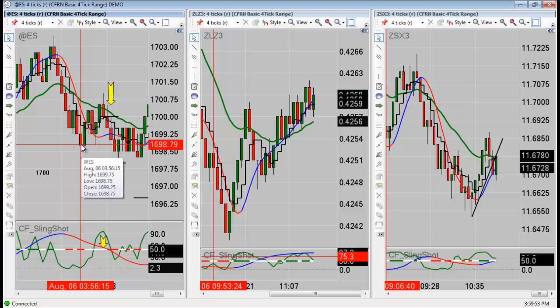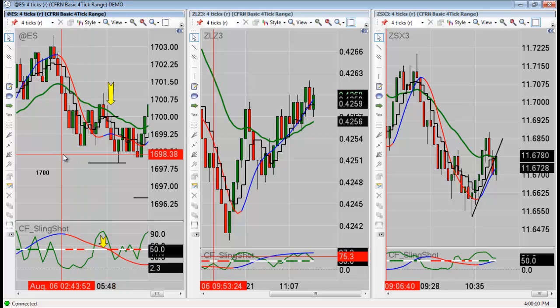1698.75. See the pop up there? The swing low right here is 1698.75. That's important because this is where the tweet triggers. Now, what is the Slingshot? How does that work? There's 5 steps.